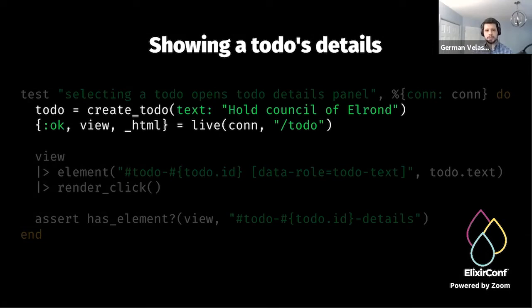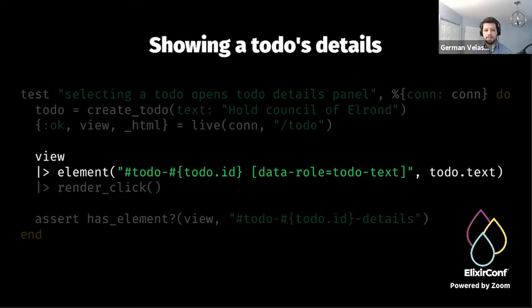We're going to create a to-do. How you create it doesn't matter. You could use Ex Machina. You could create it however you want, but this is in our database. And then we're going to mount the live view. We'll grab the view. We target a to-do based on its ID.